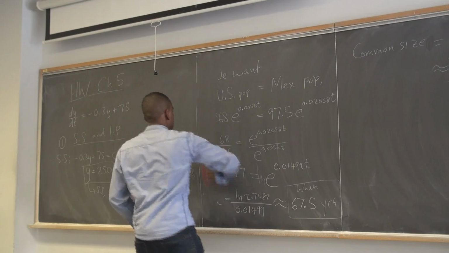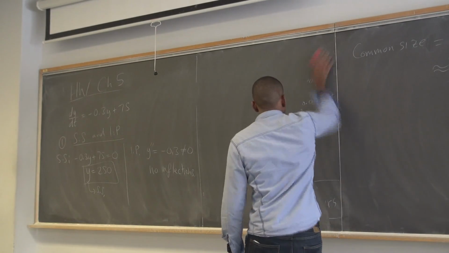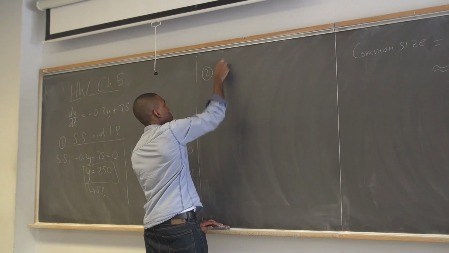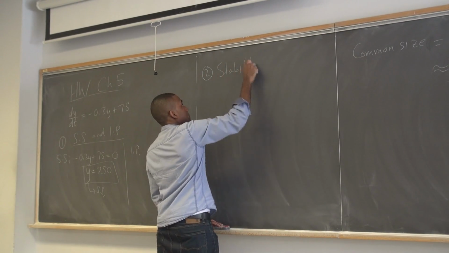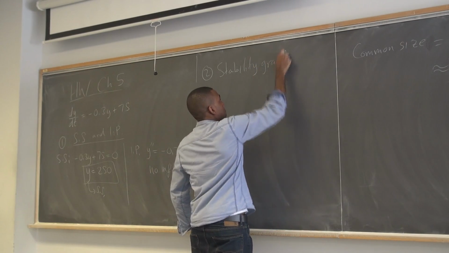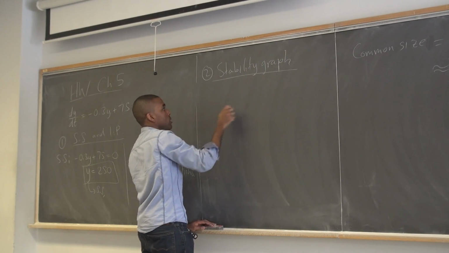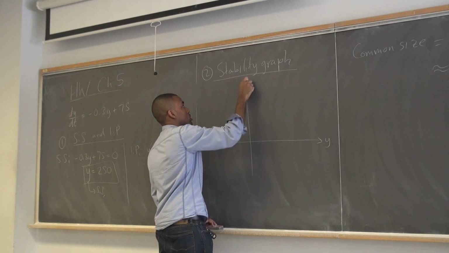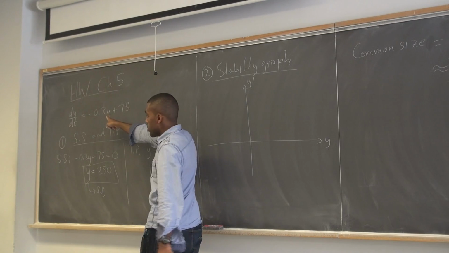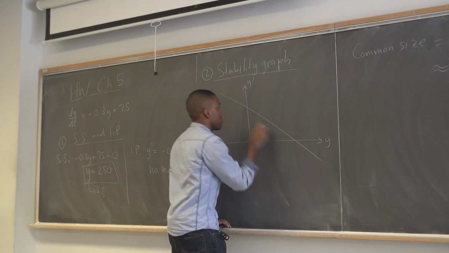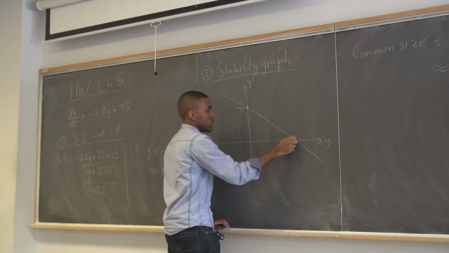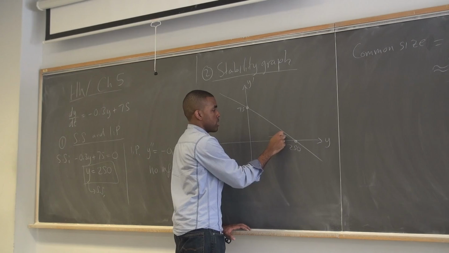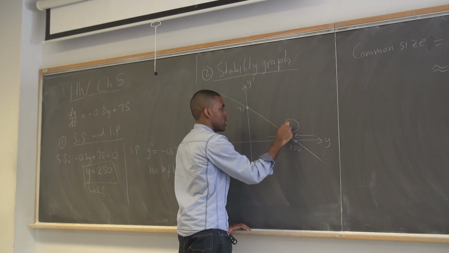Now we draw the stability graph. y versus y prime. It's a straight line with negative slope. Vertical intercept is 75. Horizontal intercept will be the steady state, which is 250. Arrow to the right, arrow to the left. This is a stable steady state.